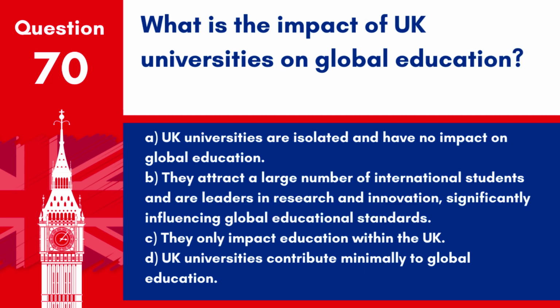Question 70. What is the impact of UK universities on global education? A. UK universities are isolated and have no impact on global education. B. They attract a large number of international students and are leaders in research and innovation, significantly influencing global educational standards. C. They only impact education within the UK. D. UK universities contribute minimally to global education.